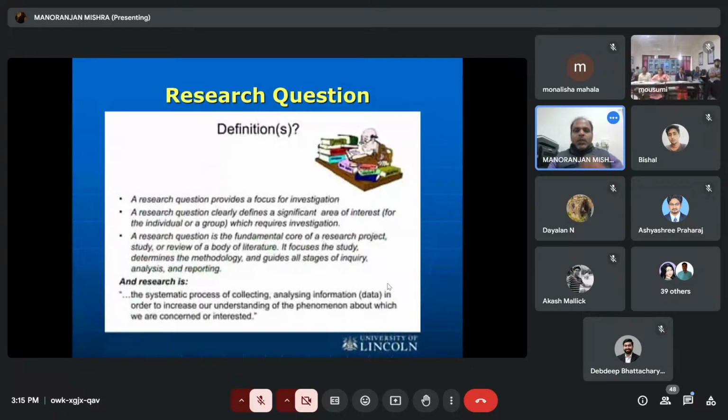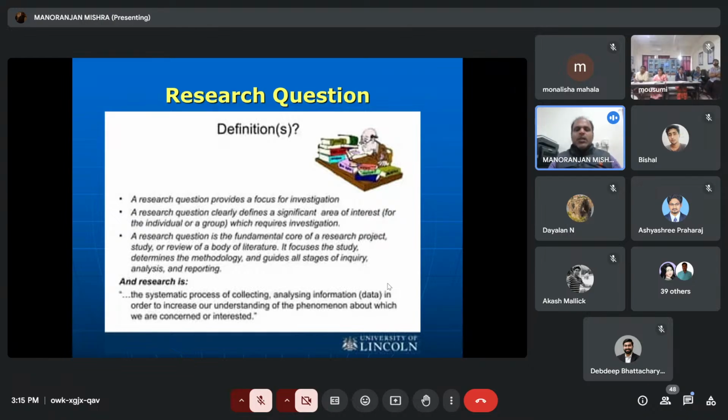Then I think you must know what a research question is. A research question provides a focus for investigation. Basically, when we put a research question, we create a boundary, like this is the limit where I have to look. It will be more focused, not generalized. When you talk about research, you should be more focused rather than broader or generalized.